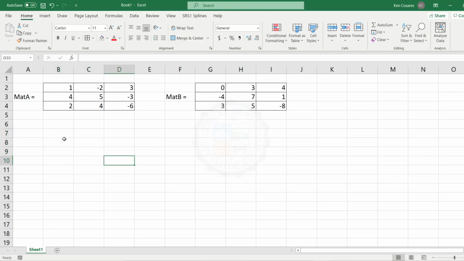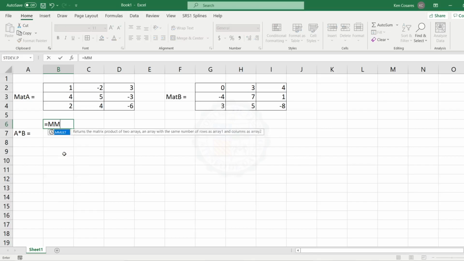So, the correct way is using the MMULT function. So, this is equivalent to, wait lang, sulat muna natin, A times B equals, so, let's select B6. Dito natin i-input yung formula. So that's equal to type MMULT. According to Excel, this returns the matrix product of two arrays, an array with the same number of rows as array 1 and columns as array 2. So ibig sabihin nun, it can only perform multiplication if the two matrices are compatible.